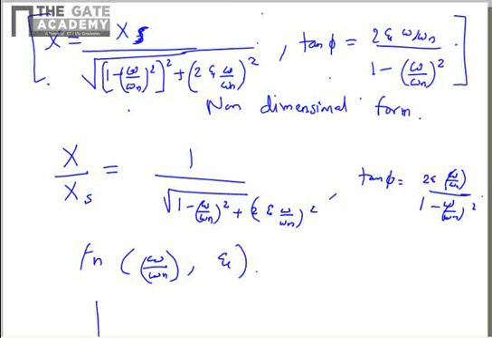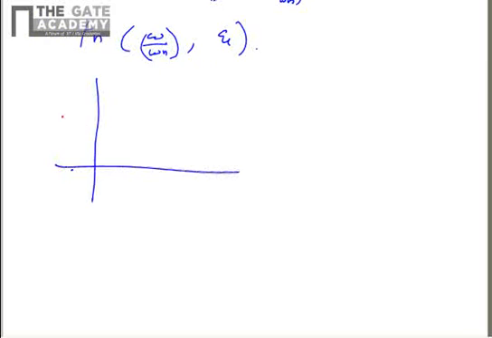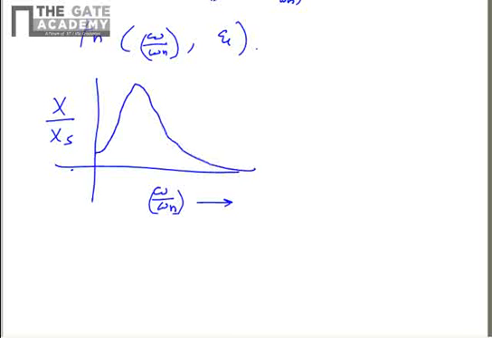So if you plot these functions, on the y axis X by Xs, and on the x axis you use omega by omega n, ratio of forcing frequency to natural frequency, and you plot for different values of Z, you will get curves like this. For different Z, you will get different curves. So these are called forced harmonic oscillation vibration curves.